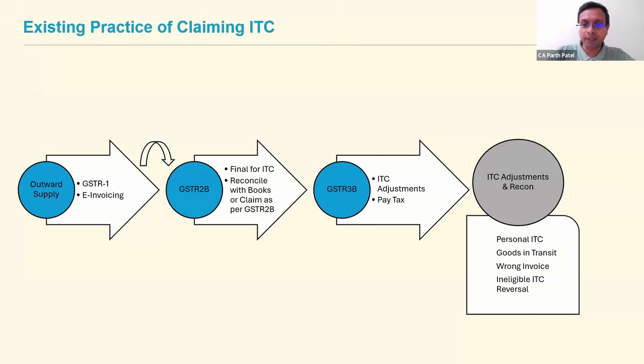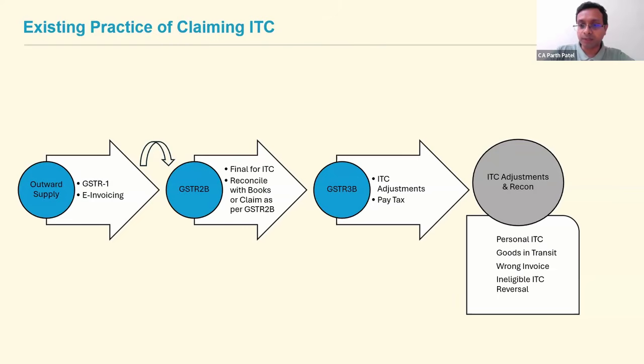Now, these ITC adjustments and reconciliations are creating a lot of reconciliations internally month by month, and it piles up to annual reconciliation. For example, I have personal ITC which I have claimed inadvertently, by mistake, which I should be reversing. There are goods in transit, so that is reflecting in my GSTR2B, but since I am having those goods in transit, I cannot claim it. So again, I'll have to defer that ITC.